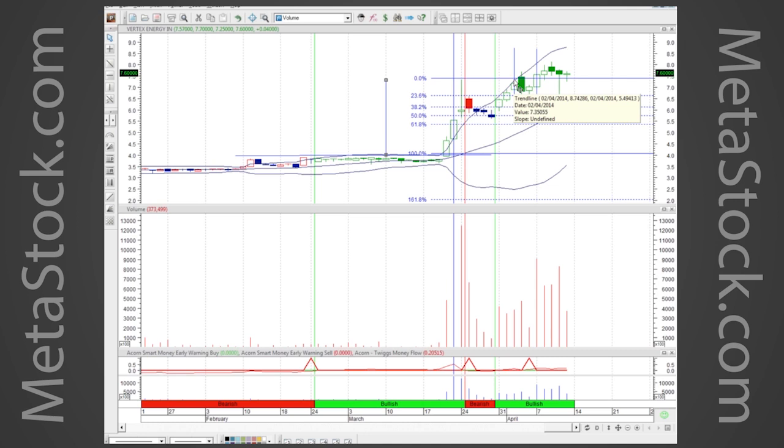So even if the market's going down, take this stock, for example, had very turbulent times in the market. Even in that same time frame, VTNR, or Vertex Energy, has been able to push up from $5.50 to $8.